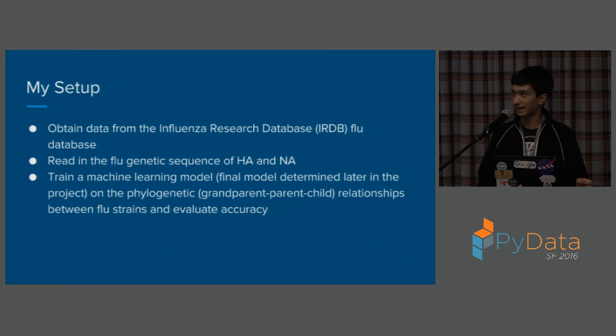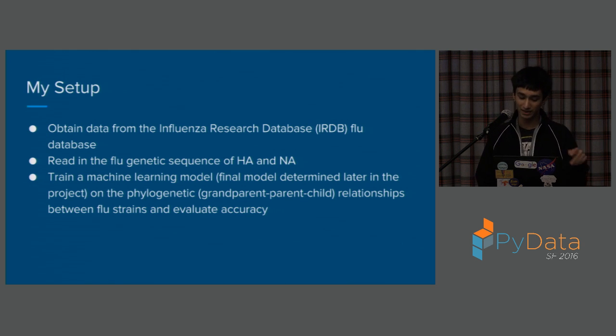So my plan of attack to do this project. So first was to obtain data from the IRDB, or Influenza Research Database. This is a database funded by the National Institutes of Health with a lot of useful data about flu strains, such as the flu strain itself, the organism ID, as well as where it was found, and the specifics of the person it was found in, like the age and gender.